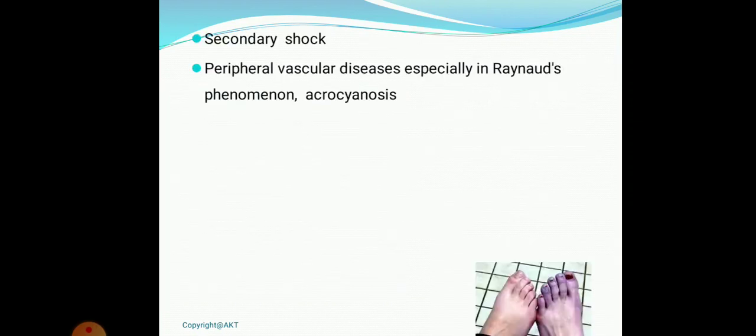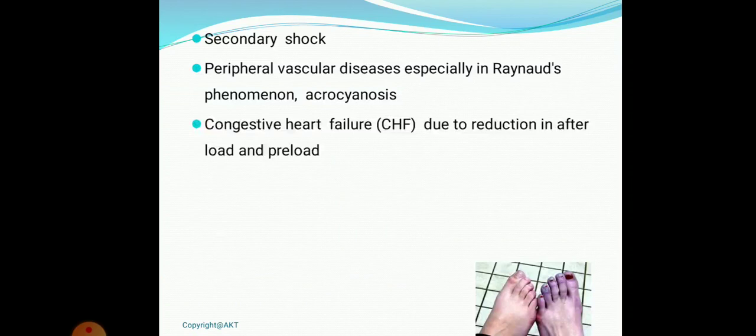It is also useful for secondary shock, peripheral vascular disease, especially Raynaud's phenomenon and acrocyanosis, congestive cardiac failure. The reason is it reduces the preload and afterload.